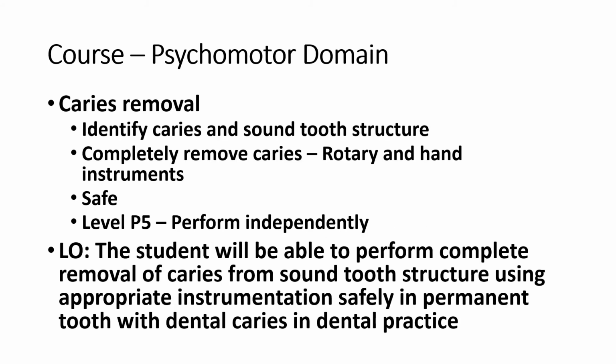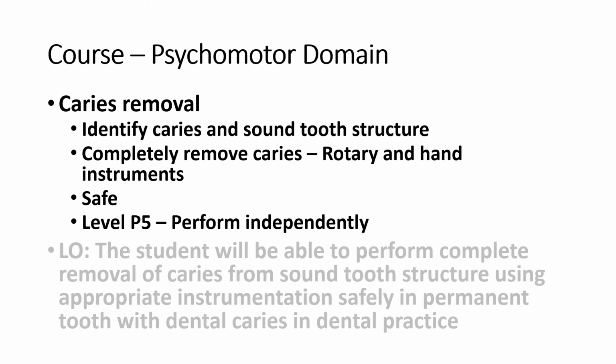Let's go to the next domain, the psychomotor domain. The students need to know and do complete caries removal. So what all does this skill entail? Students should be able to differentiate between caries lesion and sound tooth structure. They should use rotary or hand instrumentation and appropriately and completely remove the caries. Ensure patient and self safety when caries removal is done. So the level here would be P5, which is perform independently.